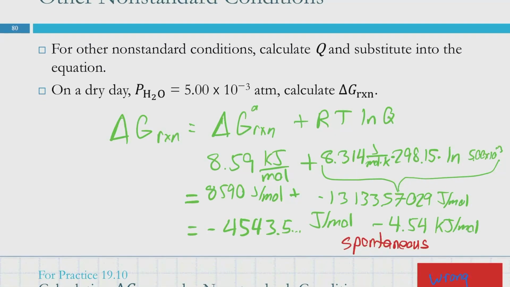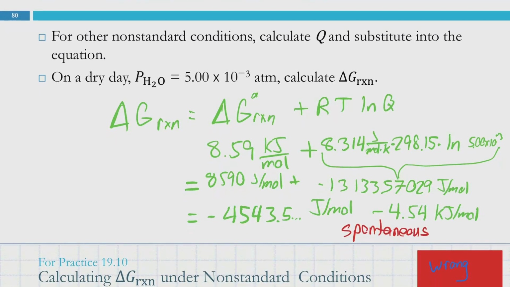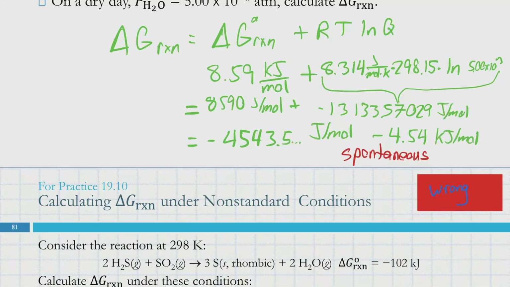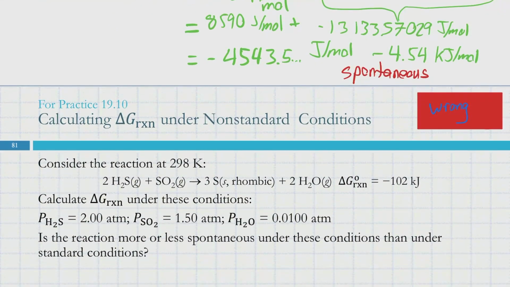And so the big, bold truth that we've pulled out of all of this is that water evaporates when it's dry outside. That's what we've shown here. It's spontaneous. It happens by itself. It's not in the standard state condition of Q equals 1, where we have 1 atmosphere of partial pressure.